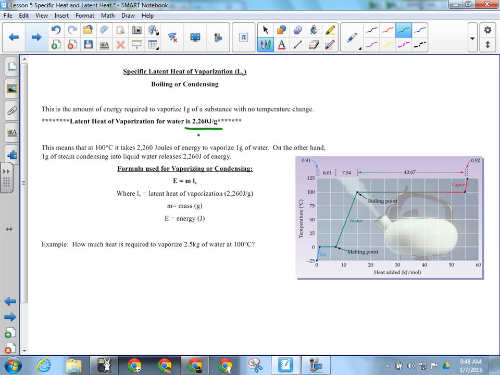So we've calculated all our energies up to this point. We had 5,290 for this part, 33,300 joules for this part, and this part was 42,000 joules. Now we ought to be able to calculate that part with this formula: E equals m L_v. L_v is this number, 2,260 joules per gram. So E equals mass times the latent heat of vaporization: 100 grams times 2,260 joules.